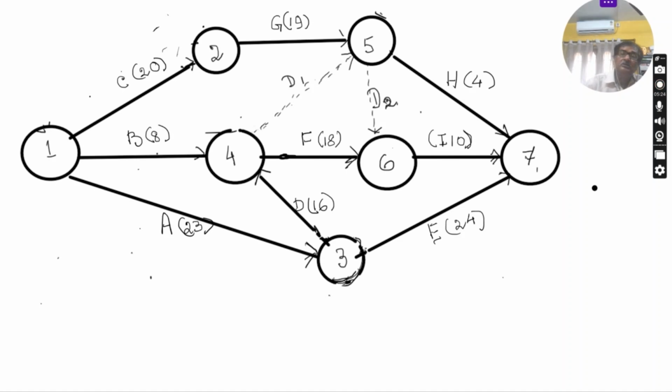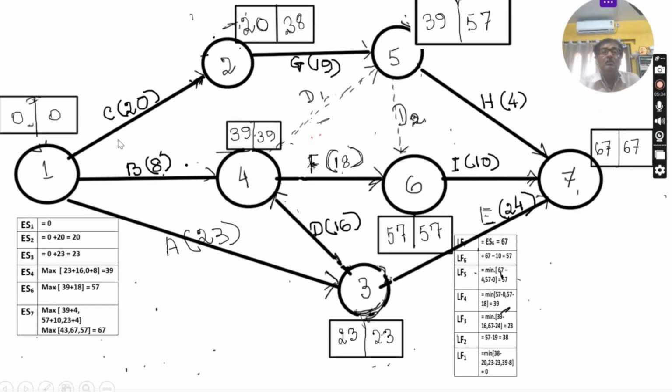Now we have to discuss how we develop the critical path for this project. See, what we will do: first determine the earliest start time for each activity. ES1 means earliest start time of this node. ES2 means earliest start time of this node. And 1 and 2 is the activity which is connected by these 2 nodes. So first of all, we have to find out the earliest start time for each node. How we will determine it, that I will discuss.